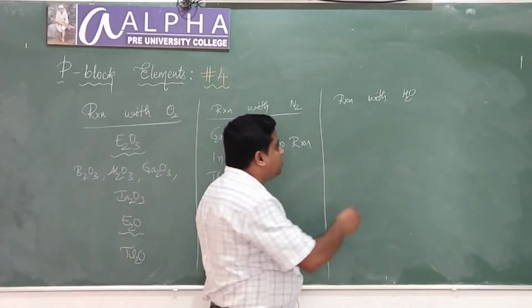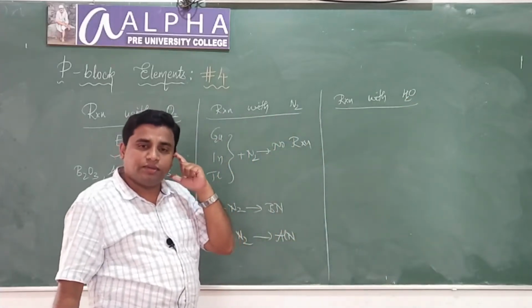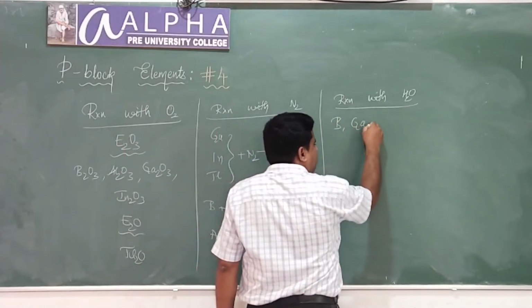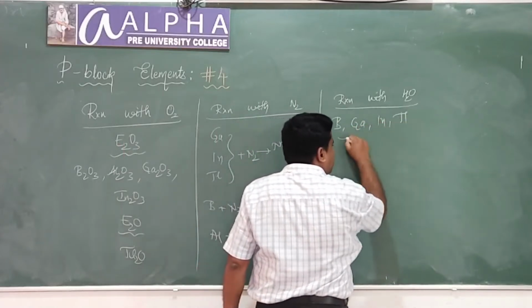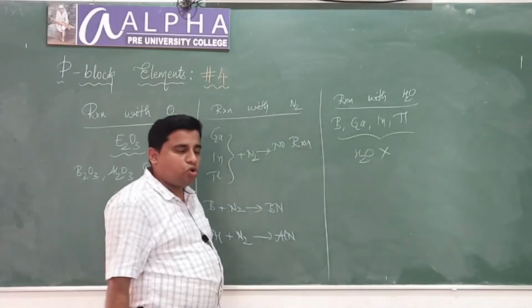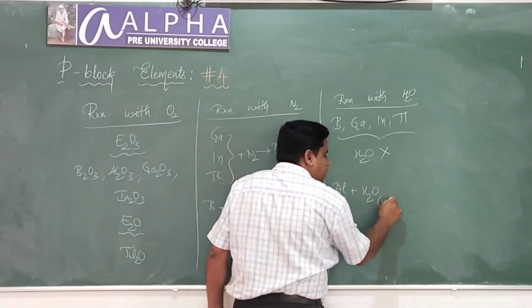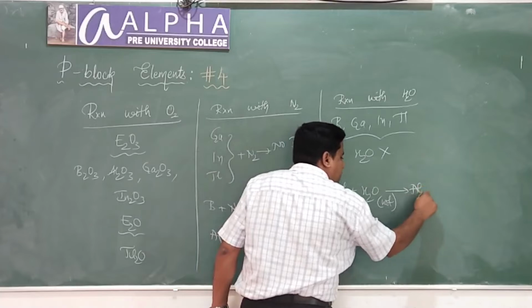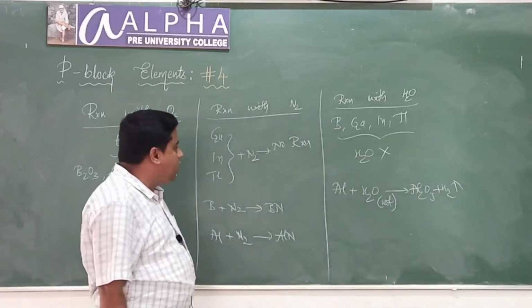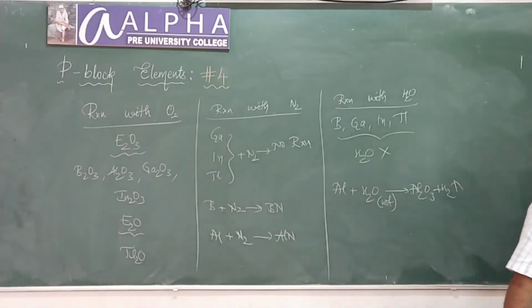How about the reaction with water? How do boron family elements react with water? We know boron, gallium, indium, thallium do not react with water. Only aluminium reacts with hot water to form aluminium oxide, and it liberates hydrogen gas. So all these three reactions were completed in the previous video itself.